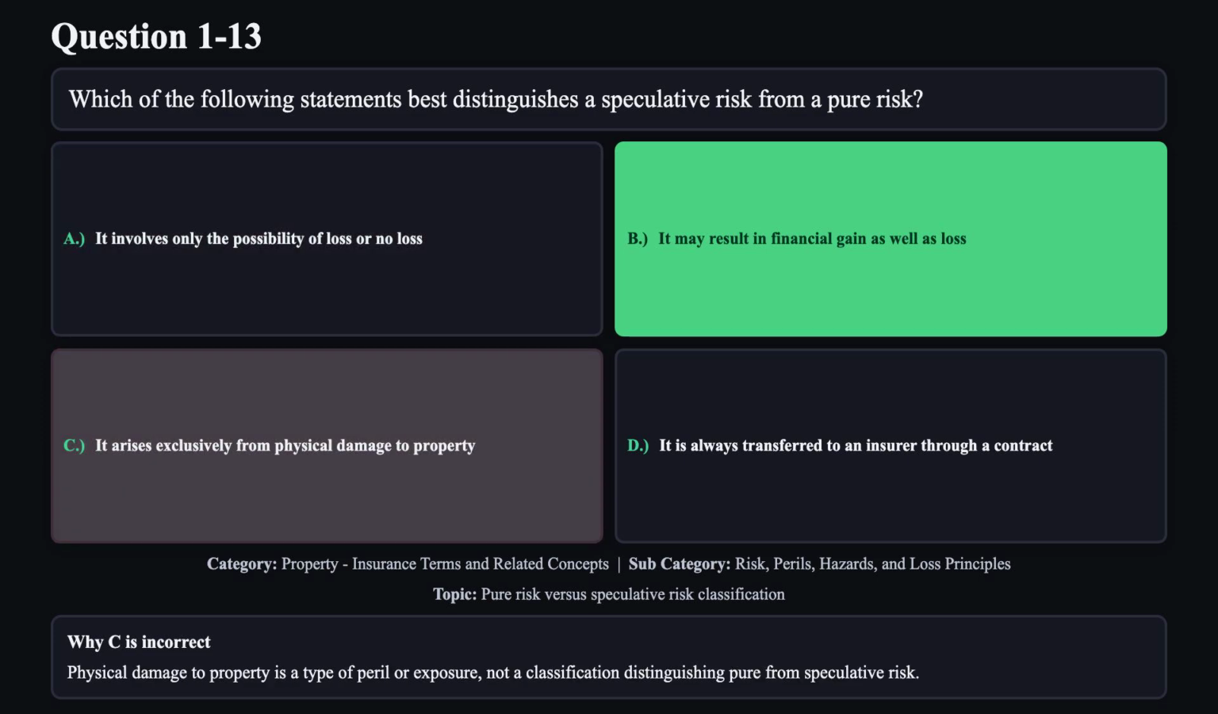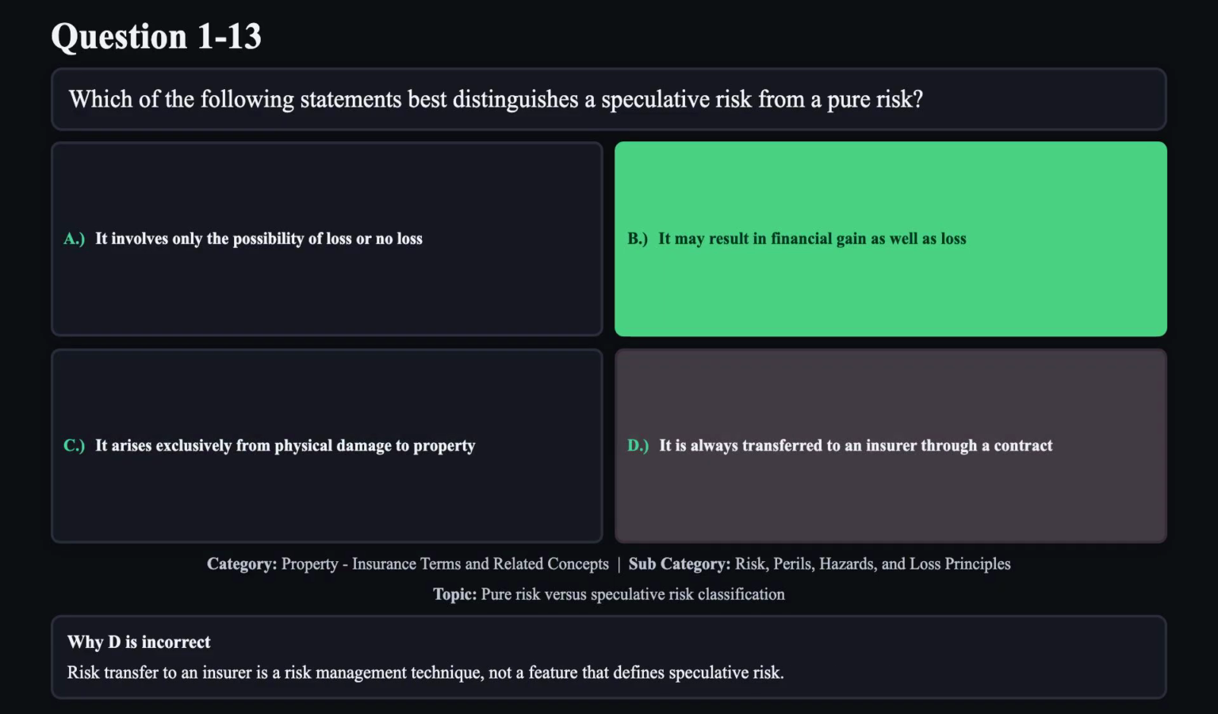Reason C is not correct. Physical damage to property is a type of peril or exposure, not a classification distinguishing pure from speculative risk. Reason D is not correct. Risk transfer to an insurer is a risk management technique, not a feature that defines speculative risk.